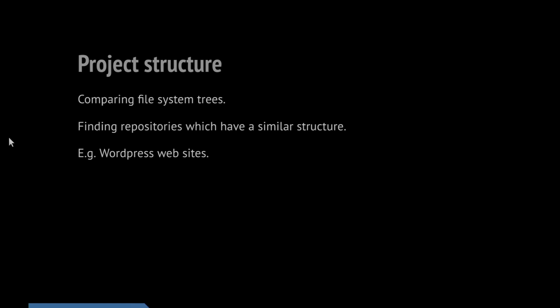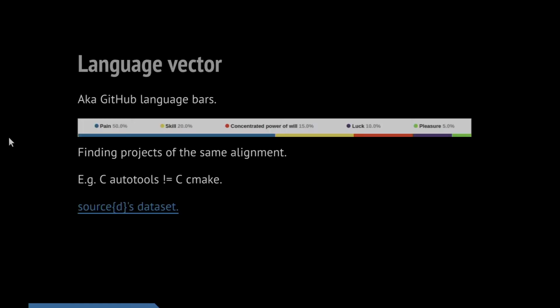Speaking about language vectors, I call this alignment because it's very rare nowadays that a project is using just a single language. Usually it's at least 2 or 3. If you take, for example, a C library, it has a bunch of shell scripts to build it, or makefiles, or CMake configuration, or whatever. Probably some Python scripts to automate tests. So usually it's not a single language. This is why I call it a distribution.